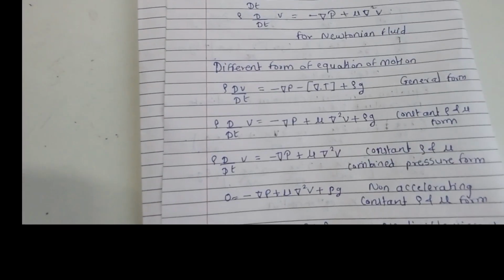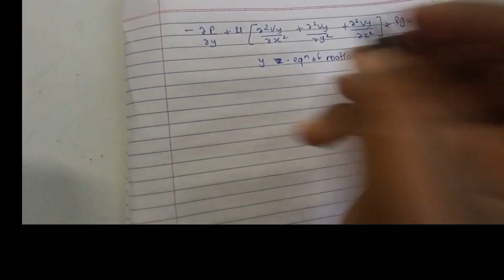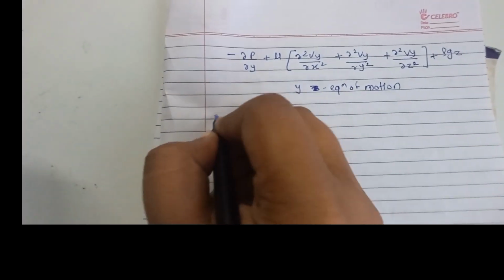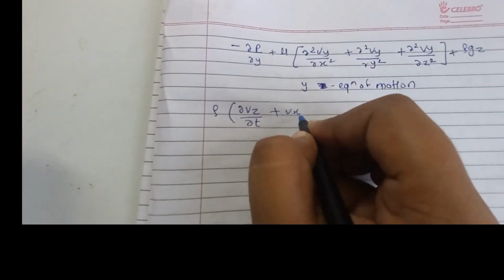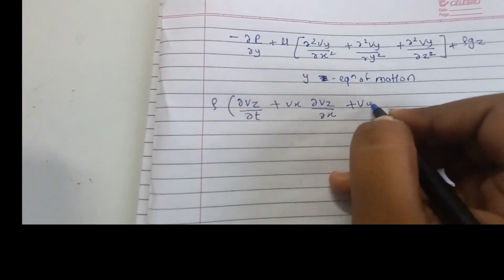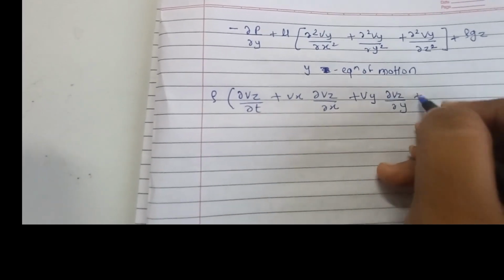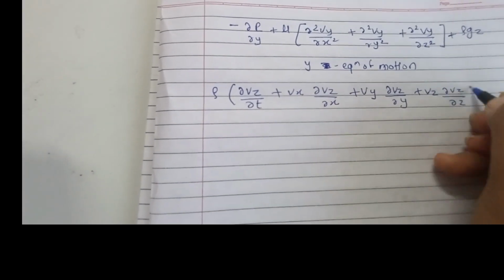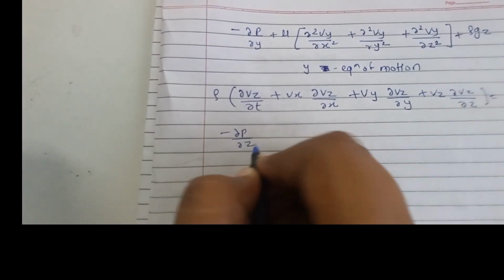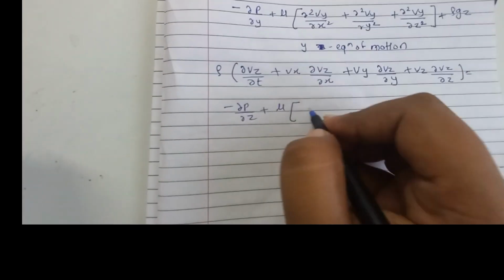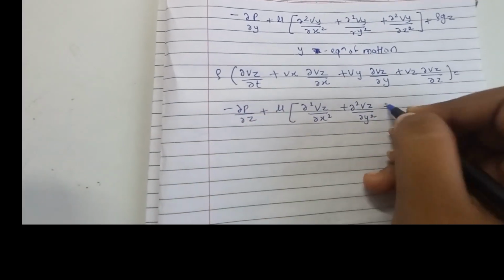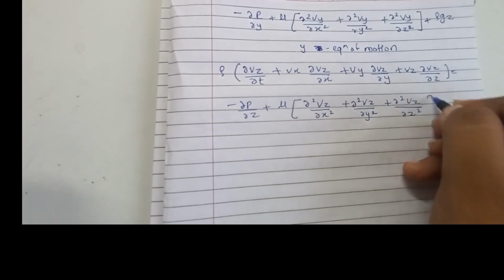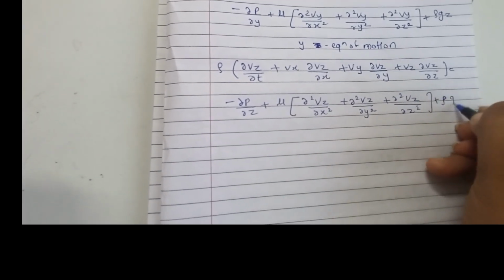Now we can write the z equation of motion: density into del Vz upon del t plus Vx into del Vz upon del x plus Vy into del Vz upon del y plus Vz into del Vz upon del z. That is the left hand side term. Similarly, the right hand side term is minus del p upon del z plus mu into del square Vz upon del x square plus del square Vz upon del y square plus del square Vz upon del z square, plus rho gz. That is the z equation of motion.